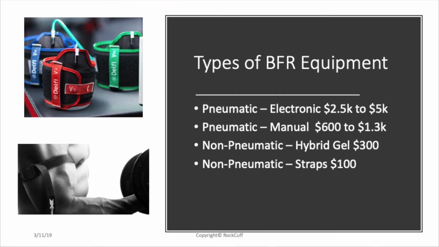So what types of BFR equipment are there out there? We're not going to talk about manufacturers or particular devices, we're going to talk about categories. You have your pneumatic electronic devices, and those are pretty expensive and run anywhere from $2,000 up to $5,000. You have your pneumatic manual devices, which can run anywhere from $600 to over $1,000. Then there are the non-pneumatic hybrid gel types of devices that run around $300.